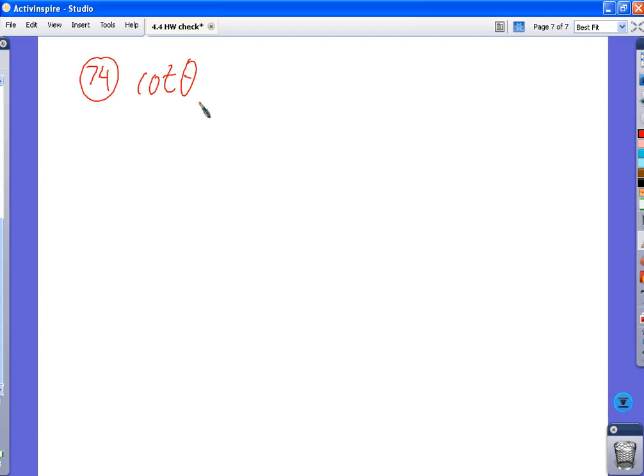Cotangent of theta is negative 5. Okay. Cotangent is what ratio? X over y. It's the reciprocal of the tangent. Okay, well, now we have a couple of possibilities based on this. If cotangent is going to be negative, and it's going to be x over y, that means that either x is negative or y is negative.